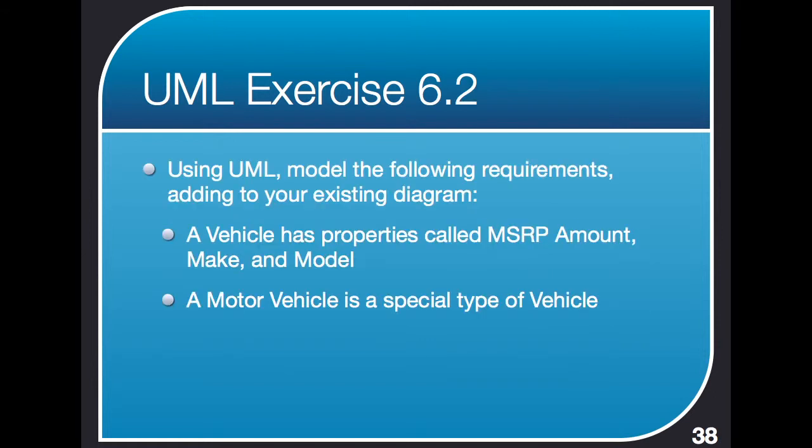For exercise 2, we're going to add a little bit more. So again, using UML, model these requirements, adding to your existing diagram. So just add to your solution from the previous one. We need to add a vehicle that has properties called MSRP amount, make, and model. That's MSRP amount, but you know what I mean. Three different things: MSRP amount, and then a make, and then a model. Also, we need to have a motor vehicle, which is a special type of vehicle. So go ahead and try that.